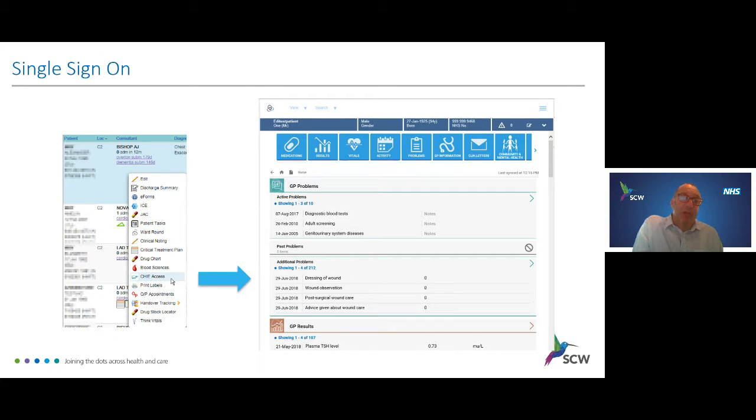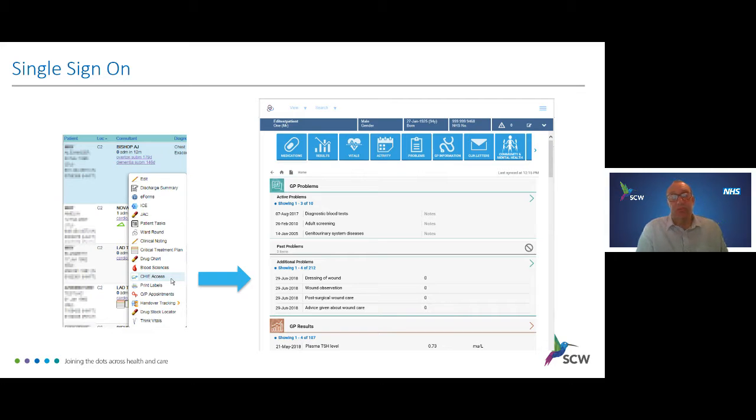That's their electronic patient record on the left-hand side, and you'll see that there's just a drop-down menu, and one of the options, as well as pharmacy and ordering and forms and stuff like that, is CHI access, and a user will just click that button, and they'll be through into the shared care record. They don't need to remember another username and password.